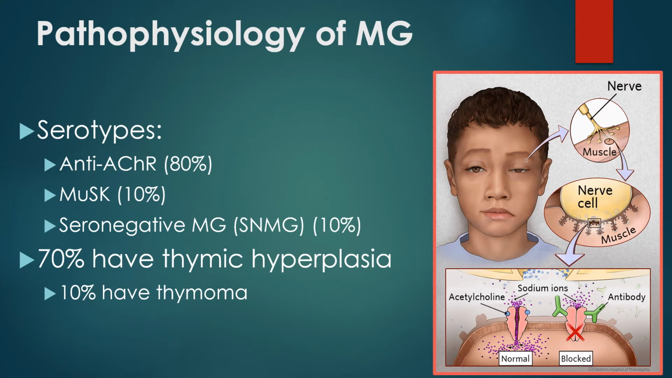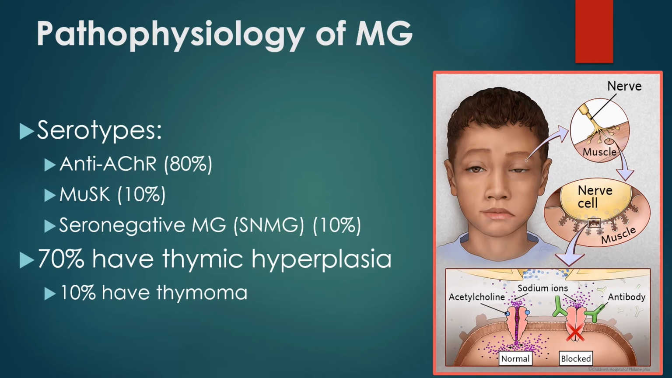Patients test positive for antibodies against muscle-specific tyrosine kinase, MuSK, which is a protein. Others with myasthenia gravis do not have acetylcholine receptor antibodies, so they're seronegative.